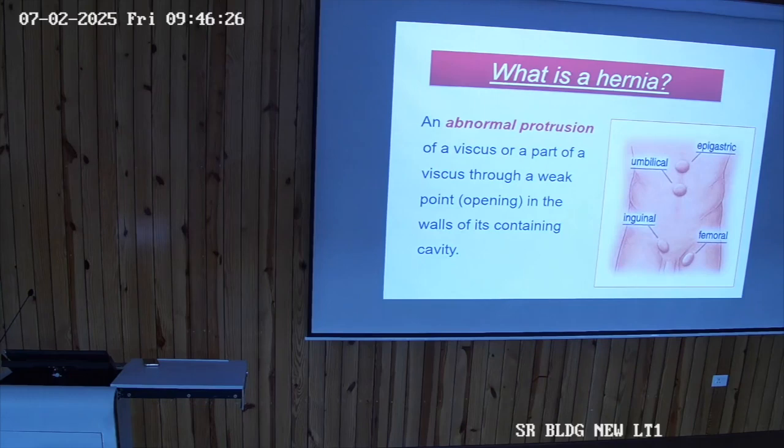These are the different kinds of hernia. The epigastric hernia कहाँ होगा? Above the umbilicus, there was a region that was epigastrium. So epigastric hernia, umbilical hernia is at the umbilicus. There is congenital umbilical hernia also.